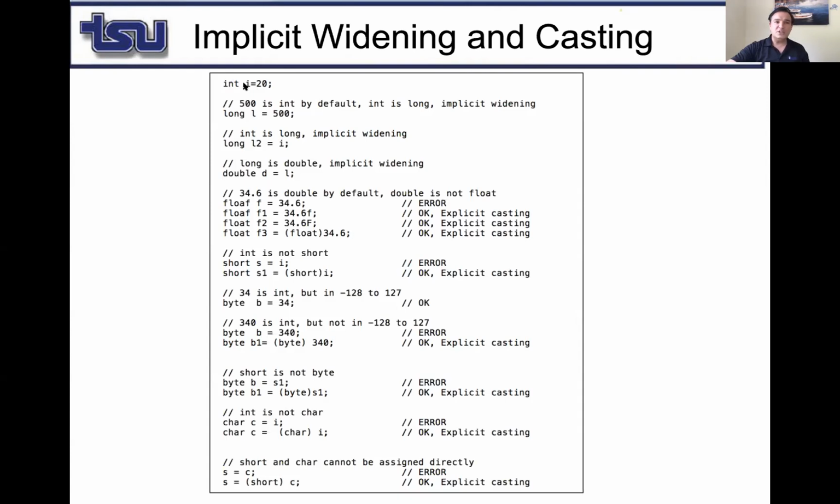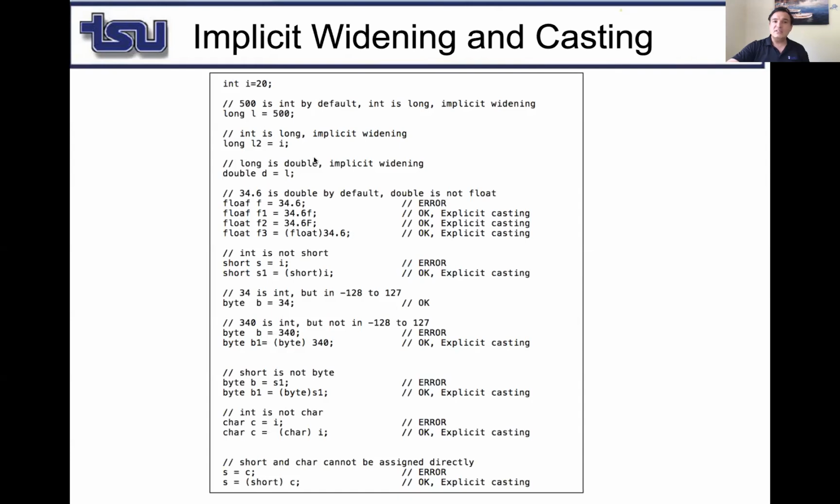Or here, integer i is 20 and I assign i to l2, which is long. Well, an integer to long. That means Java will first get the integer, which was 32 bits, and represent it with 64 bits. You don't lose anything, but the representation this time will have 64 bits. It's called implicit widening, and it will assign it to l2. This is also okay.